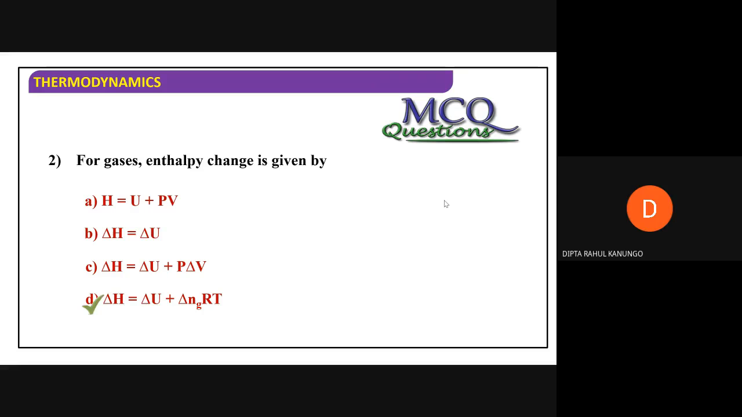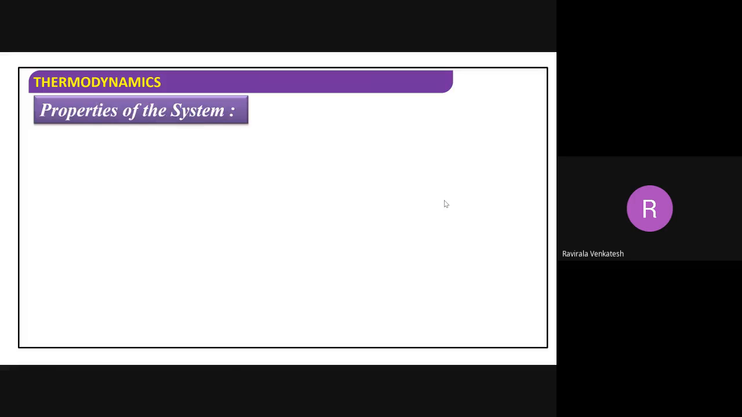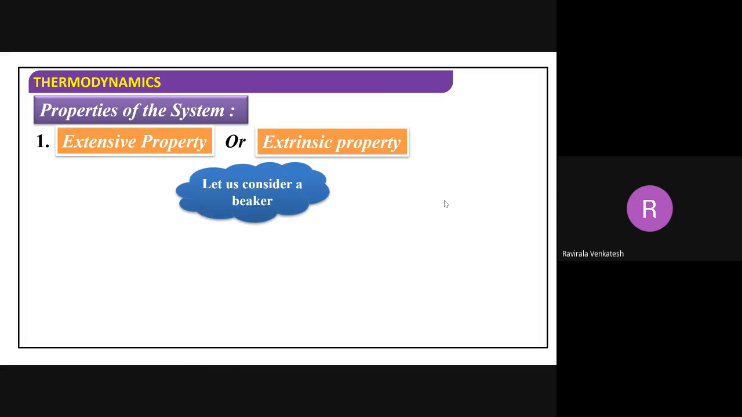Just now we discussed the fourth problem. Properties of the system: if you observe what happened, I already told you about extensive property. It depends upon the quantity. So with more quantity, the property also increases.